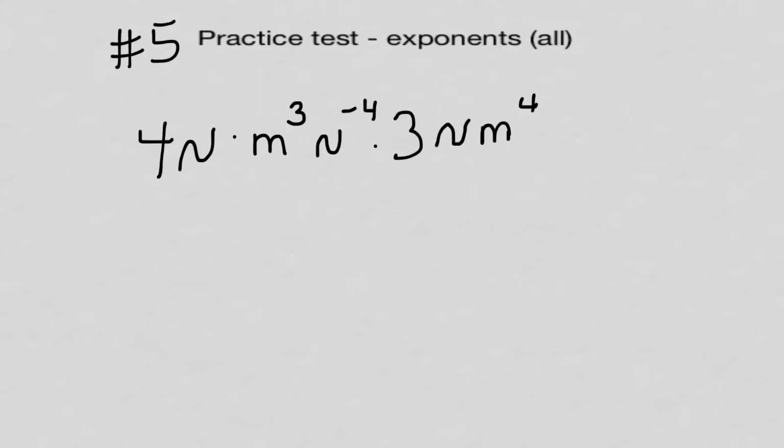Number 5 looks a lot like number 4. Taking care of my numbers first. 4 times 3, that's going to give me 12. I'm going to take care of my n's next. N to the first, plus n to the fourth, times n to the fourth, which would be adding exponents, would give me n to the negative third. Then if I do this last one, I get n to the negative 2.